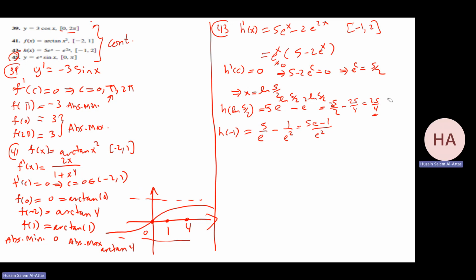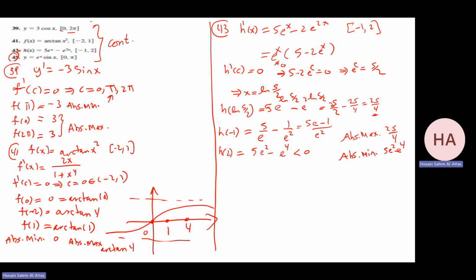Let me check the last one. h of 2 will be what? 5e squared minus e to the power 4. Very clear, this is negative. So absolute maximum, 25 over 4, and absolute minimum is 5e squared minus e to the power 4.